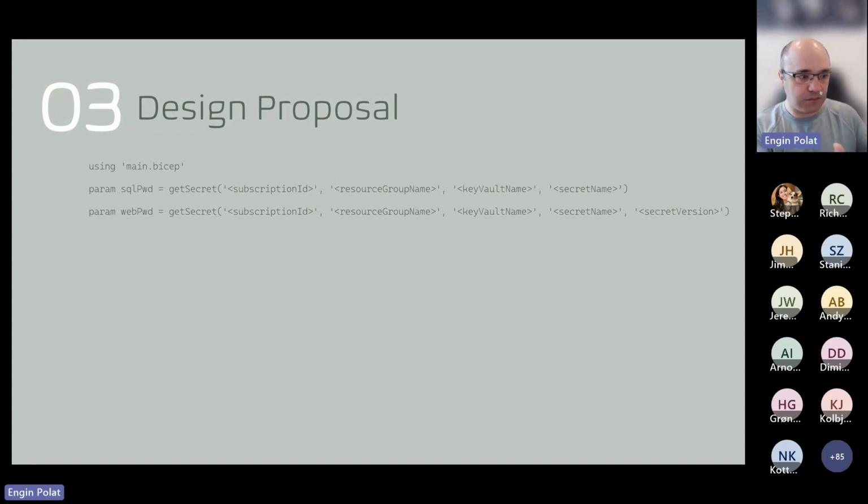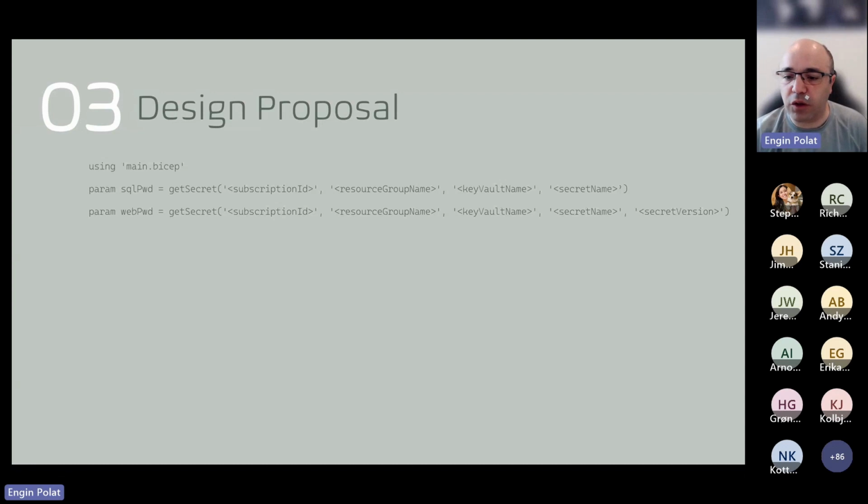So the design proposal for the get secret helper in the Bicep Param file is to have a get secret function in Bicep Param files. With this function, we basically accept subscription ID, resource group name, key vault name, and secret name as required parameters, and secret version as an optional parameter. So you can reference a totally different key vault that is not related to the current deployment.